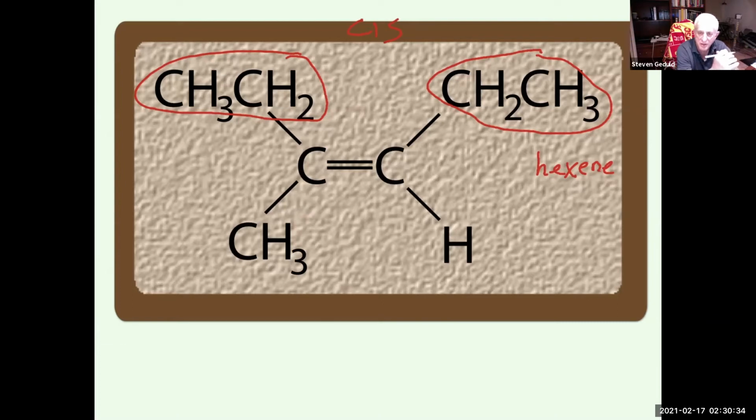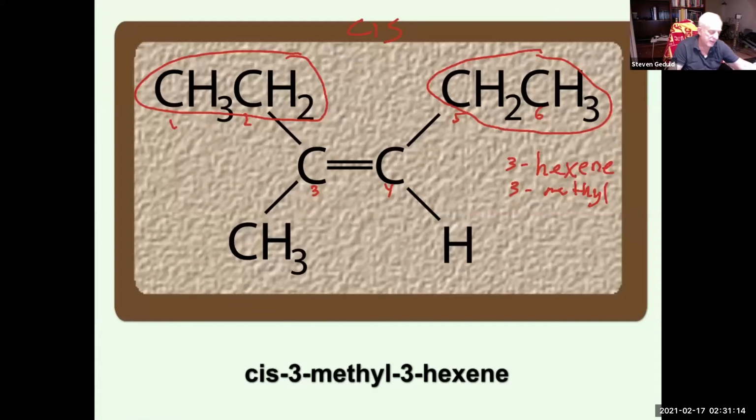So that's a tie. Then we drop down to the next level, and that's our substituent. We have a methyl group attached, and that is counted lowest if we start on the left-hand side. Now put this carbon as number 3. So it'd be 1, 2, 3, 4, 5, 6. So it's 3-hexene, that's where the double bond is, and it's 3-methyl. Putting this whole thing together, we have cis-3-methyl-3-hexene. And that's the IUPAC name of the compound.